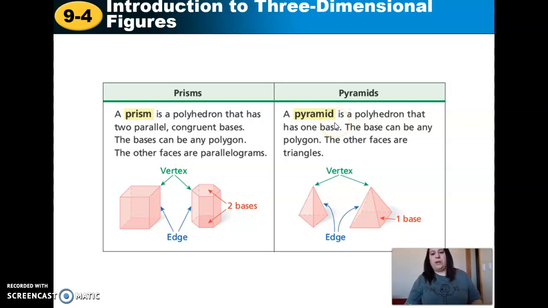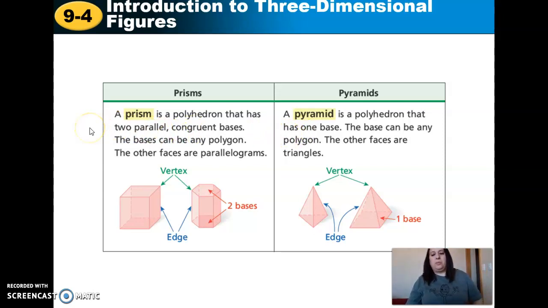Pyramid is a little different. Think about the ancient Egyptian pyramids. They have that one base on the bottom, and then they all meet at a point up on top. Okay, all the other faces are triangles. So there's some differences. We have a prism that has 2 bases with the faces being parallelograms. Then we have a pyramid that has 1 base and the faces are triangles. Okay, so keep those 2 distinctions in mind.